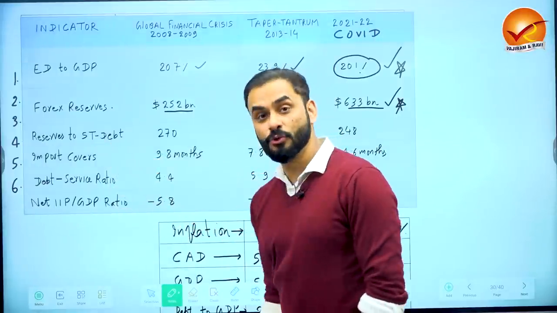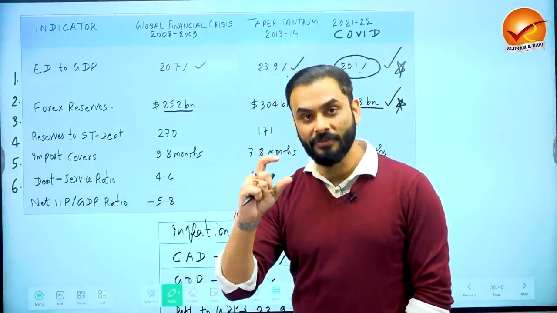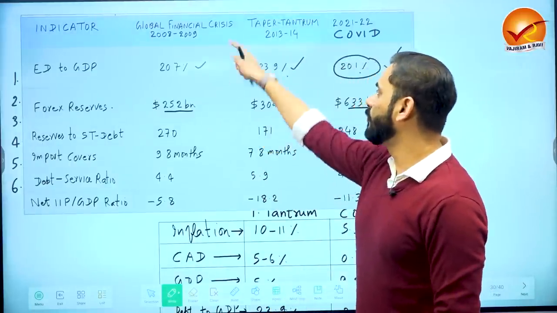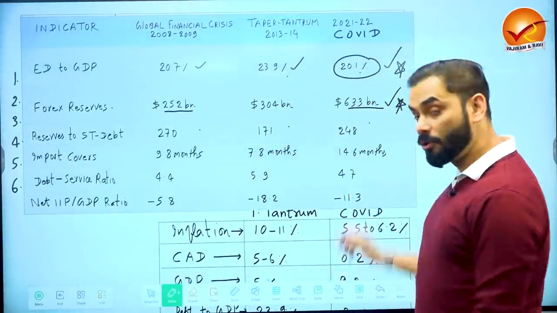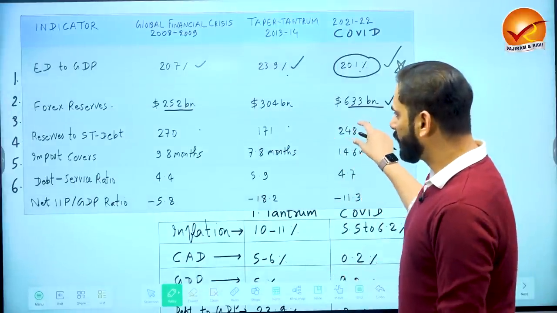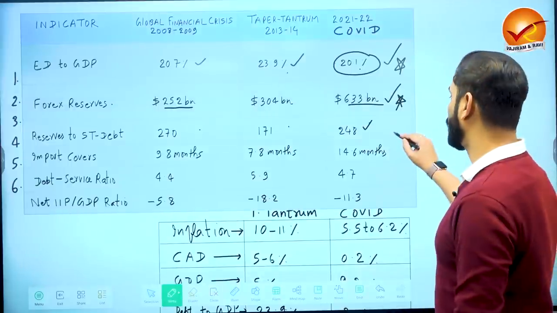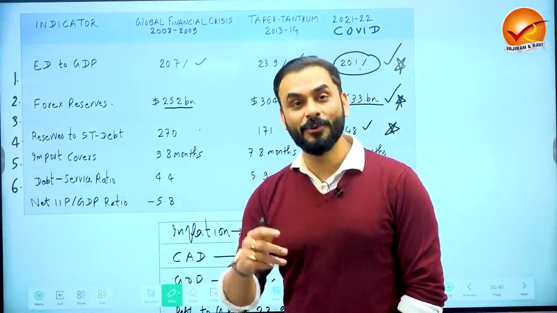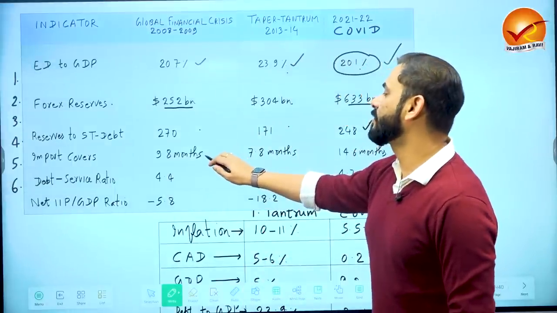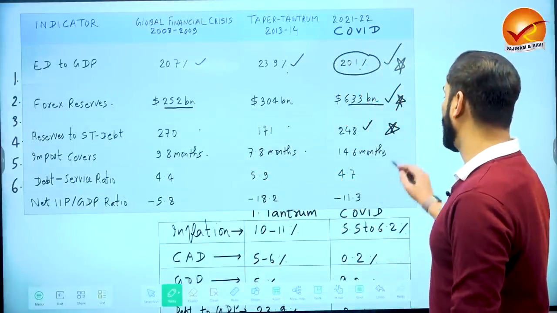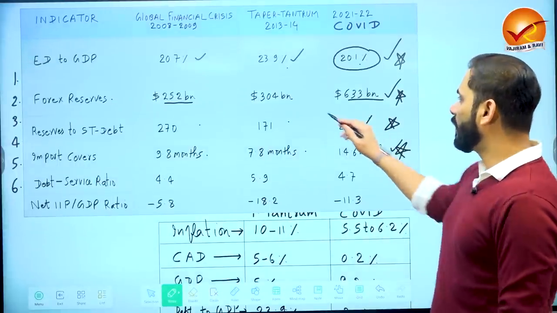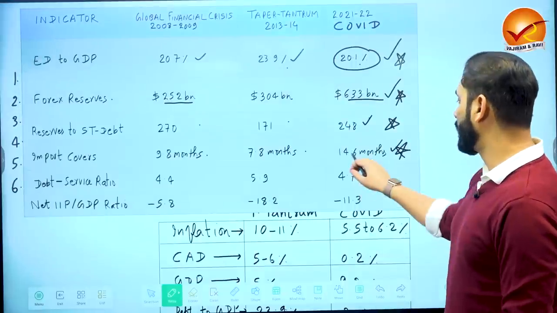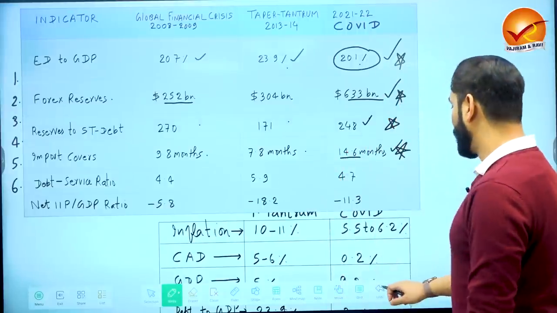Now let us compare reserves to short-term debt. When you borrow money for a small period of time, that is called short-term debt. If you compare the ratio of reserves to short-term debt, it was 270 during the global financial crisis, then taper tantrum 171, currently 248. So in this aspect, the reserves to short-term debt has increased. Then import cover means for how long can India keep on importing using its foreign exchange reserves. Global financial crisis, 9.8 months, taper tantrum, 7.8 months, and COVID, 14.6 months, which means if we use our foreign exchange reserves of 633 billion, we can keep importing for almost 14.6 months, which means for 15 months we can keep importing. So this is the scenario.